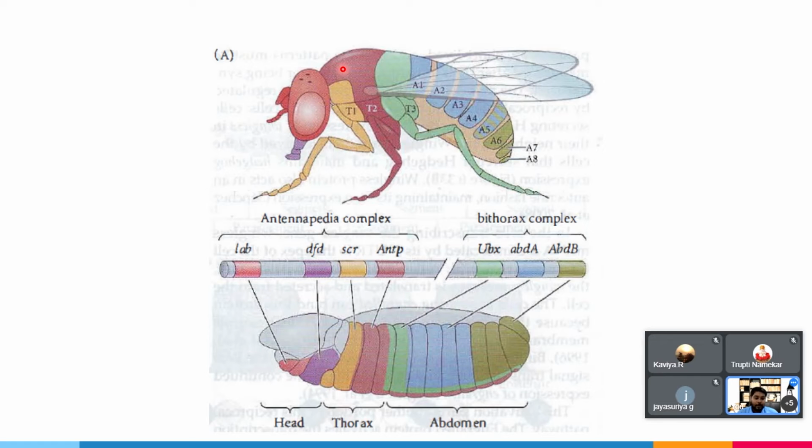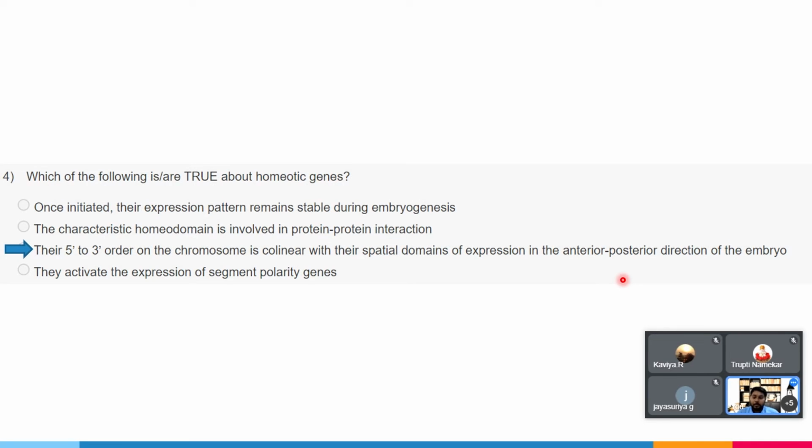So Hox genes are very powerful, and they essentially guide which part of the embryo will form what structures, and are the major players in the body plan development of the Drosophila embryo. In this scenario, their 5' to 3' order on the chromosome is collinear with the spatial domains of expression in the anterior-posterior direction of the embryo.